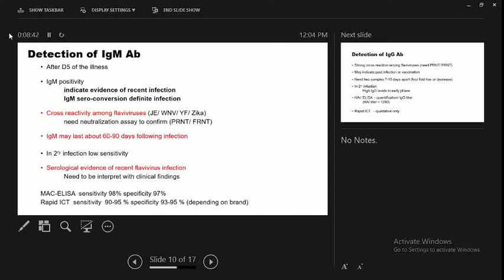In secondary dengue infection, the IgM sensitivity is very poor. You can get negative results. And depending on the test, the sensitivity and specificity might differ. Especially in small private sector laboratories, they use rapid testing, which has a reduced sensitivity compared to the gold standard test like ELISA.